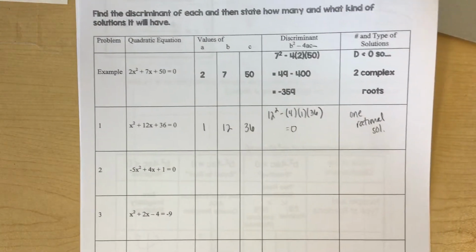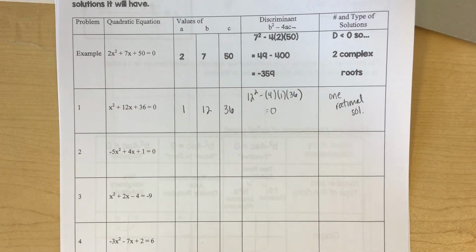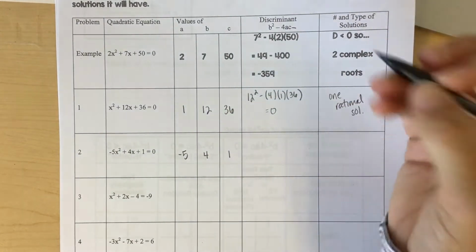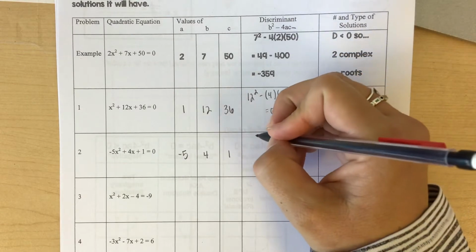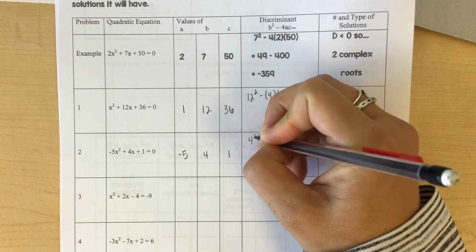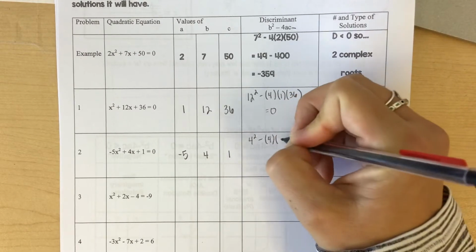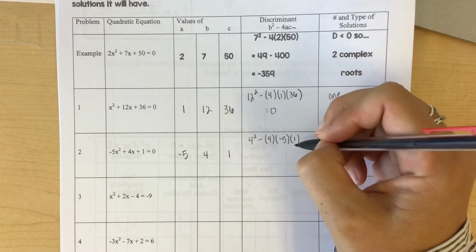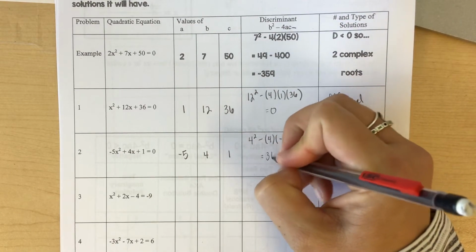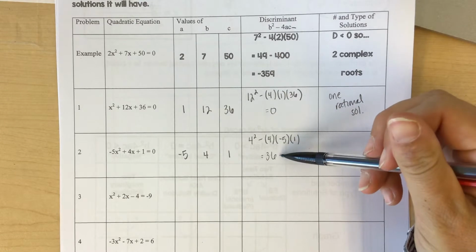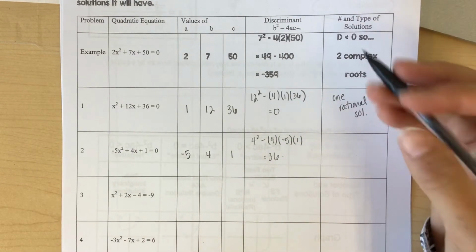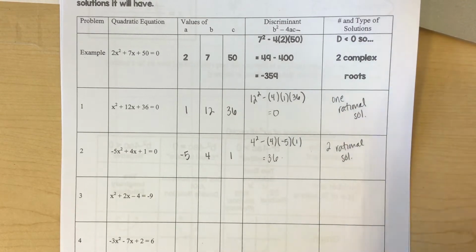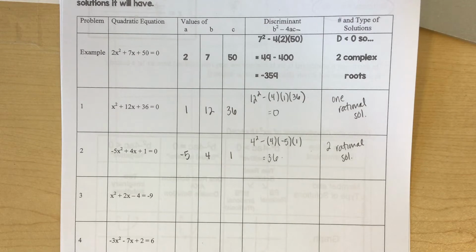For number 2, we're in standard form and it equals 0, so we can go ahead and start. My A is -5, B is 4, and C is 1. Again, put it into b squared minus 4ac. So we have 4 squared minus 4 times -5 times 1. Once I work that out on the calculator, I get 36. This is a positive answer and it's a perfect square, so I'm going to have two rational solutions. You'll get two numbers, either whole numbers or fractions.